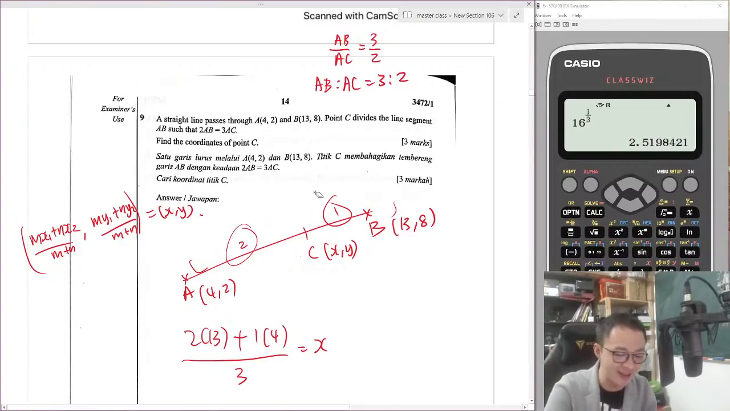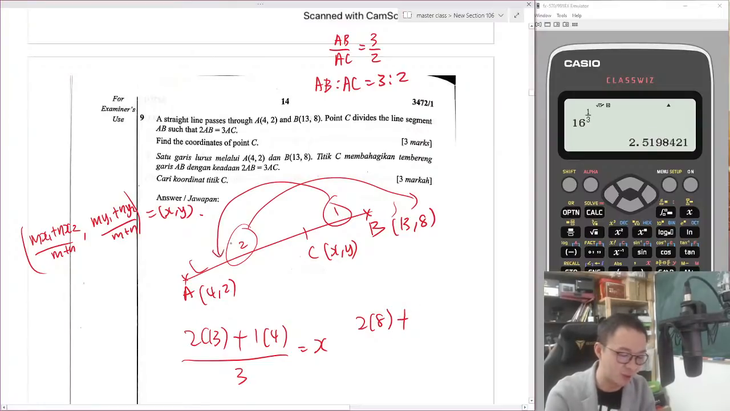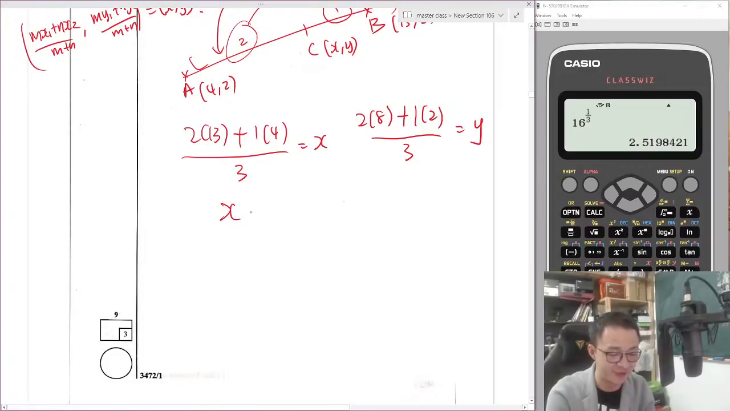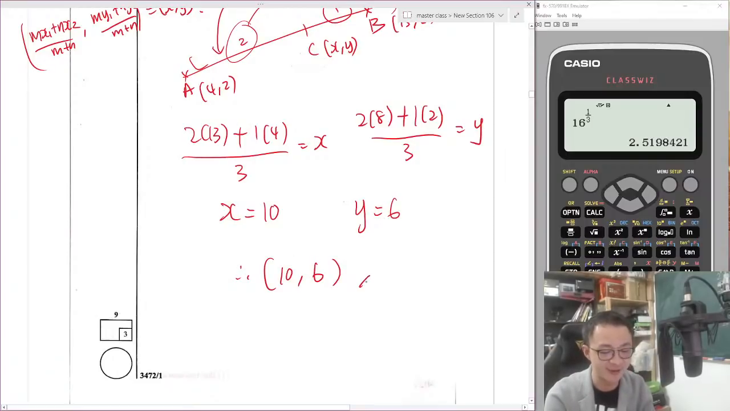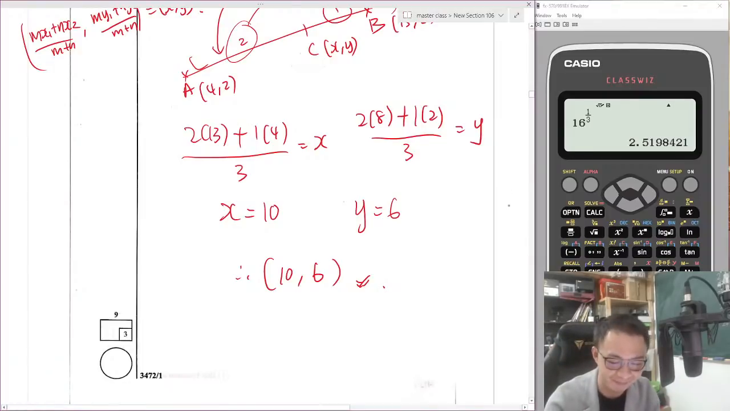Then do exactly the same thing for the y coordinate. 2 multiplied by the further y value is 2 times 8, plus 1 multiplied by the other y value is 1 times 2, divided by 2 plus 1, equals y. Alright, then you just type in the calculator and you will get the coordinate easily. 26 plus 4 is 30, divided by 3 is 10. This is 16 plus 2, 18, divided by 3 is 6. So therefore the coordinate is 10, 6. So you just need to know how to use the formula, then you should be able to get the answer easily.